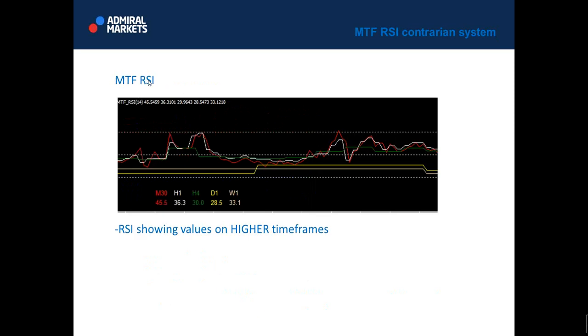Now this is the MTF RSI indicator, which is very important in this way of trading. The red line is M30, that is the M30 RSI, so RSI plotted on M30. The white line is 1 hour, the green line is 4 hour, and so on, daily, weekly. But mostly I was testing it on M30 and it worked really well.